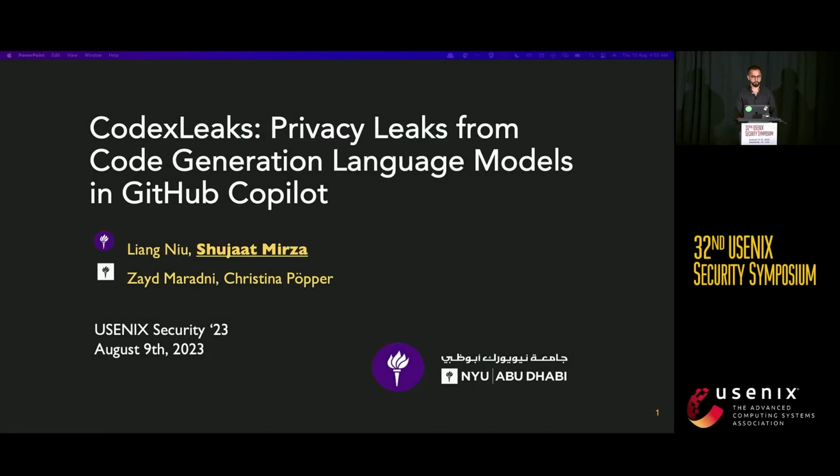Hi everyone. Today I'll be talking about privacy leaks from code generation language models. This work is in collaboration with my colleagues from New York University, Liang, Zayd, Maradni, and Christina Pöpper.